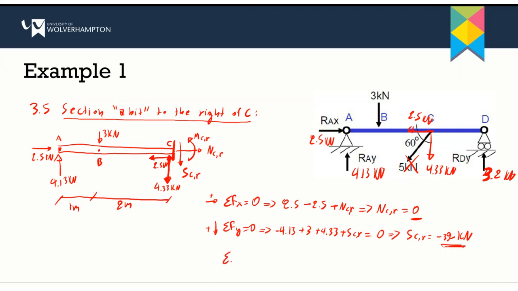Also, the sum of moments about point C has to be equal to zero. So negative 4.13 times 3 meters, positive 3 times 2 meters. And for example, you can see here that I forgot to write MCR, but it's okay as long as you don't forget to write it inside the equation at all, because otherwise I would just say that something over here is equal to zero, so it would be incorrect. So plus MCR equals zero. So if I solve for MCR, I will see that I get the same result as before, 6.39 kilonewton meters.